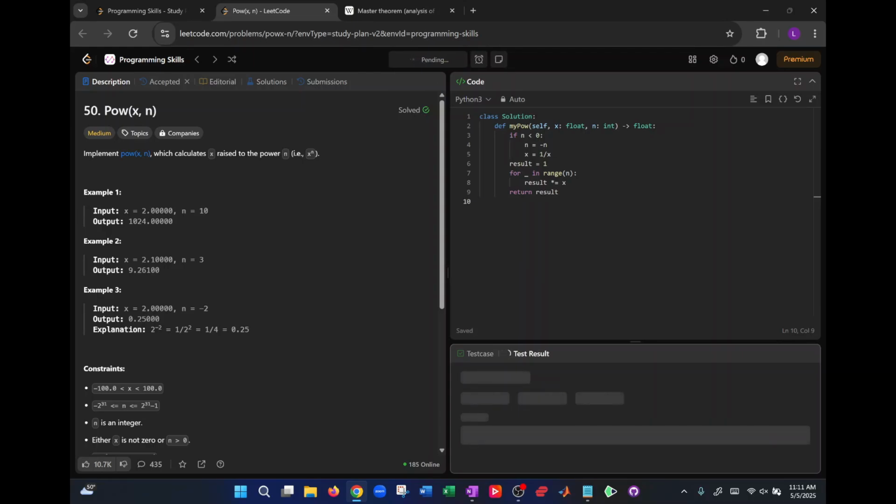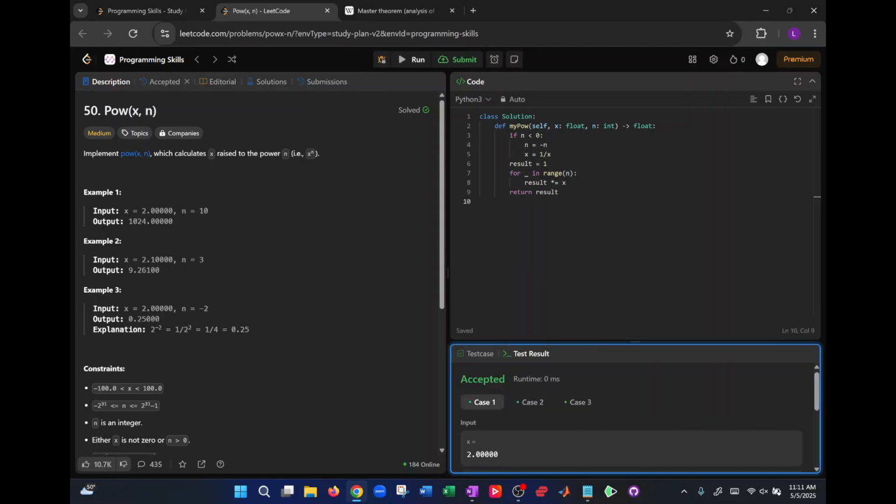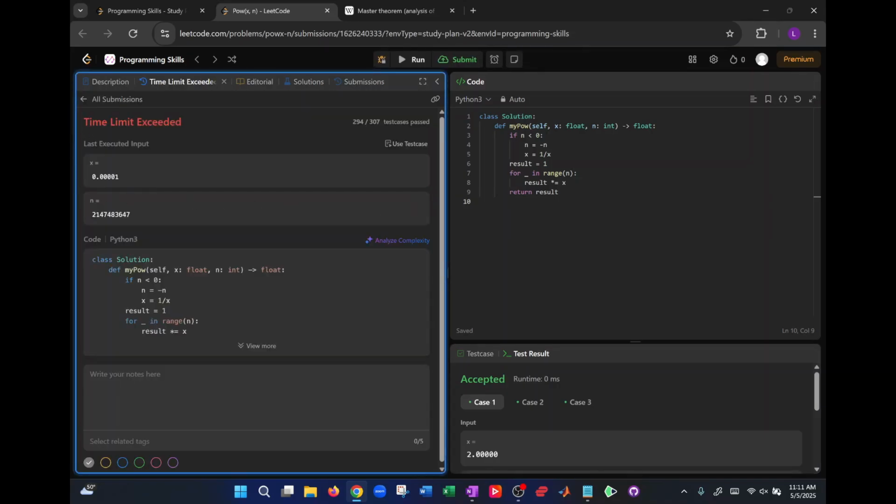So this is a very simple implementation. And we can run it, and it seems like it works. So let's submit this, and see what's going to happen. It's annoying that this takes a little bit long to get to this. Okay, so time limit exceeded.